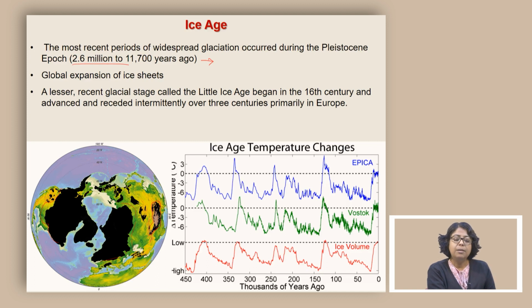A lesser, more recent glacial stage was found in Europe, which is called the Little Ice Age, which began in the 16th century, and it advanced and receded in a relatively short period of time, within 3 centuries, and it impacted primarily Europe. So, there are already documented ice ages in the last part of the history of the earth that we are studying.